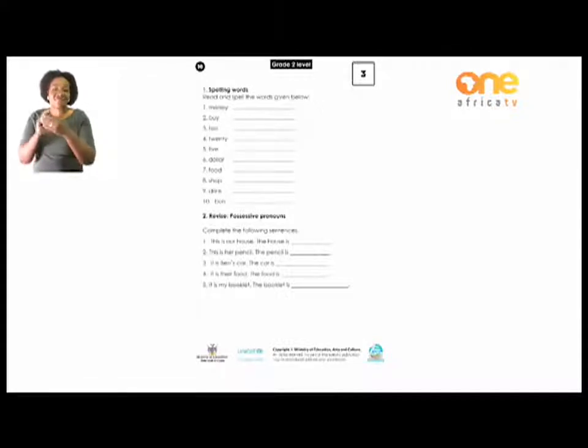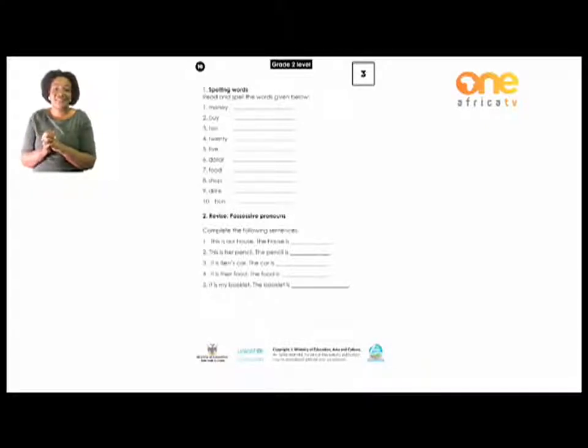Down below we have the revision of the possessive nouns. We have done them already. So let's quickly read the instruction. Complete the following sentences. Number 1, this is our house. The house is ours. Very good. Ours. You just write the hour and add the S at the end to make it ours. All right? You can do 2, 3, 4, and 5 on your own since it's just revision.